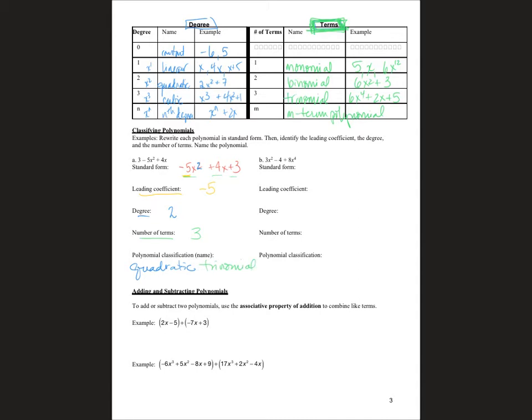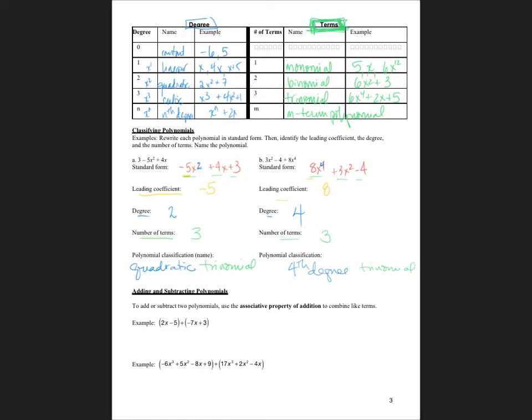Next example, try it, see if you can get it. Put it in standard form, identify the information, and let's check our work. Feel free to pause. Do it yourself. 8x to the fourth plus 3x squared minus 4. Leading coefficient, now that it's in standard form. Degree, highest exponent. Number of terms, 3. Classification, fourth degree trinomial.